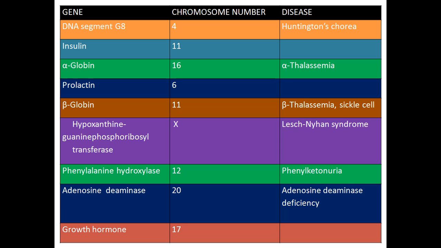Hypoxanthine guanine phosphoribosyltransferase is located on X chromosome, and defects in this gene cause Lesch-Nyhan syndrome. Phenylalanine hydroxylase gene is located on 12th chromosome, and defect causes phenylketonuria. Adenosine deaminase located on 20th chromosome, adenosine deaminase deficiency. Growth hormone genes are located on 17th chromosome.